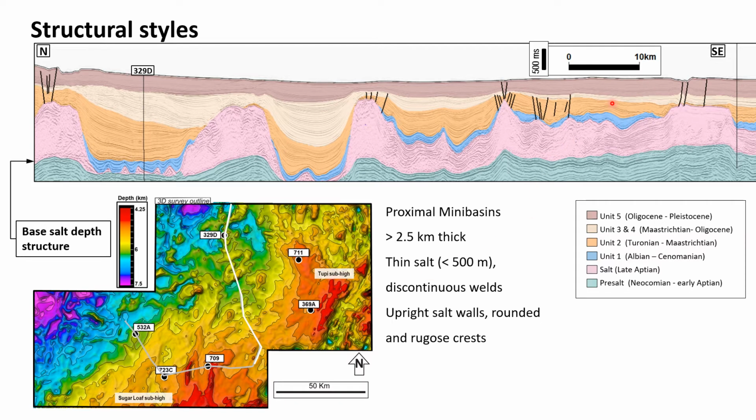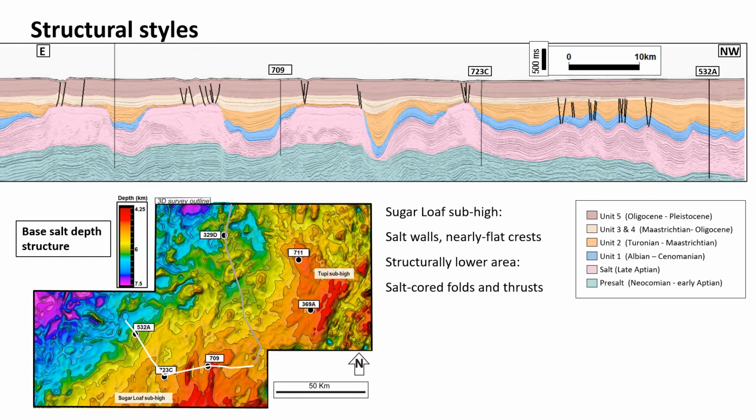Mini-basins on the high are relatively thinner and shallower, and no welding of the salt is observed. If we now move on to the part of the arbitrary line connecting two wells on the Sugarloaf subhigh and a well in a structurally lower area, on the Sugarloaf subhigh, salt walls are characterized by strikingly nearly flat crests where the intrasalt is less reflective or characterized by transparent seismic facies.